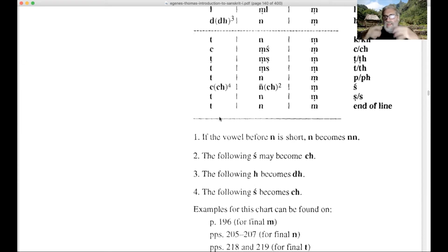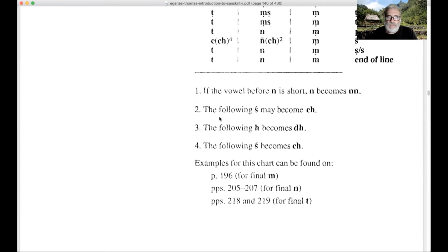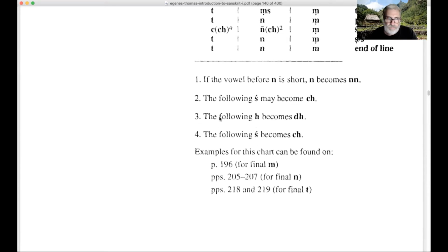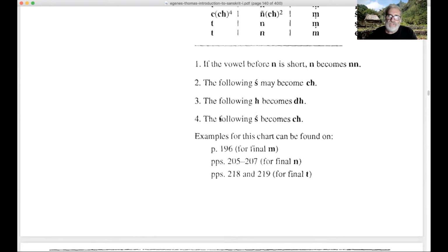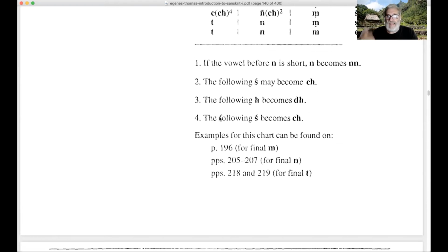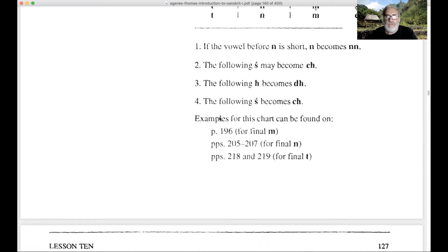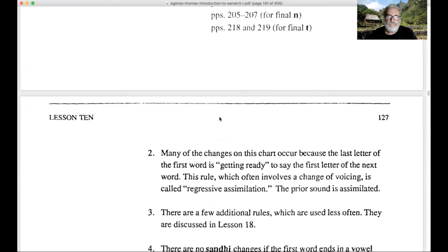So when we get taught the sandhi rules, we're taught how to put the words together. But what we really need to know is how to break them apart more often, when we're doing transliteration or translation. Okay, so examples for this chart can be found on page 196 for a final M, which is called Anusvara Sandhi. Pages 205 to 207 for final N, right? And pages 218 and 219 for final T.